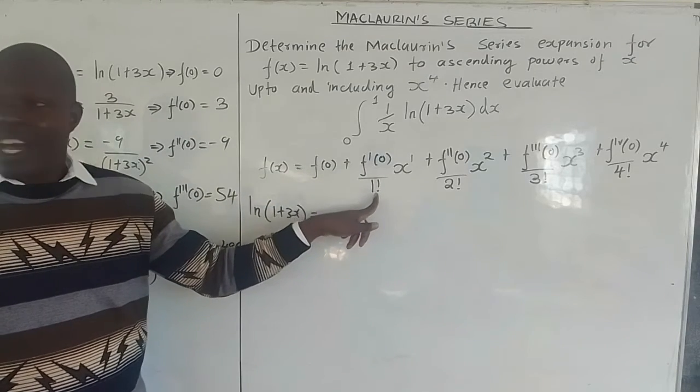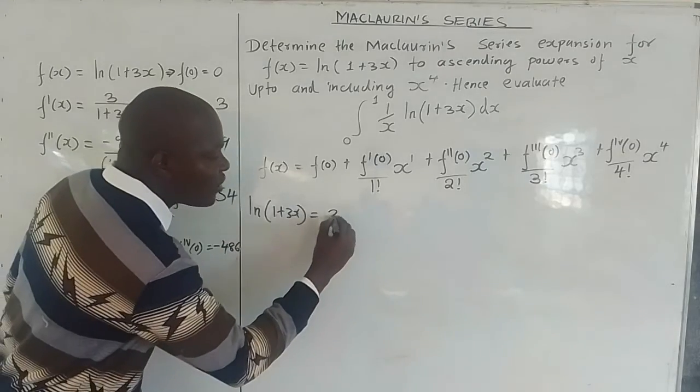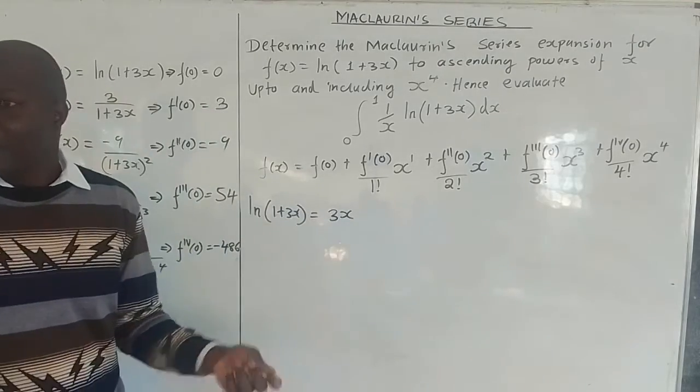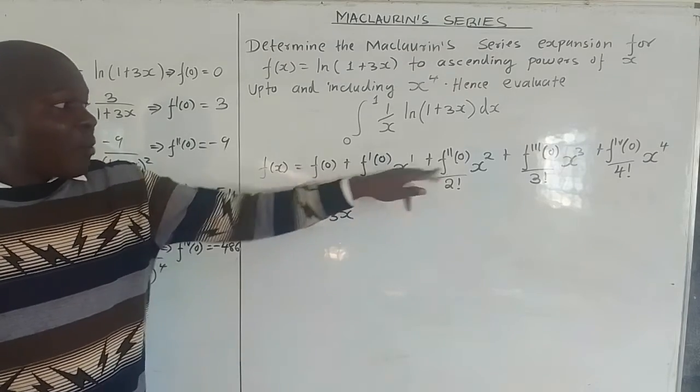So 3 over 1 factorial, that is just 3, times x raised to power 1, that is 3x, because x raised to power 1 is just x, isn't it? Are we together? Yes. We are done with this term. We move to the third term.